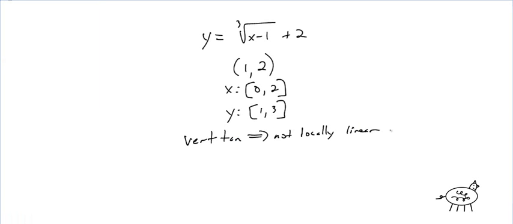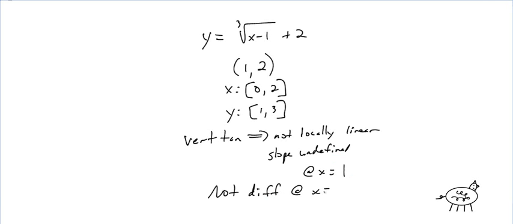Okay, because the slope is undefined at x equals 1. So that means it is not differentiable at x equals 1. That's really what you're trying to tell me here. Okay, as opposed to the other function that I did. It was differentiable. The absolute value, not differentiable at x equals 0. That was our first function we did.